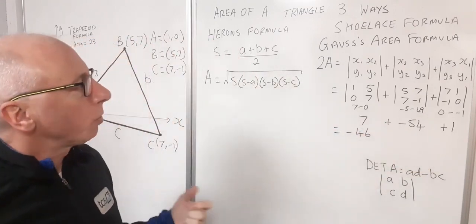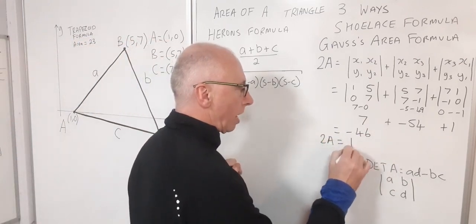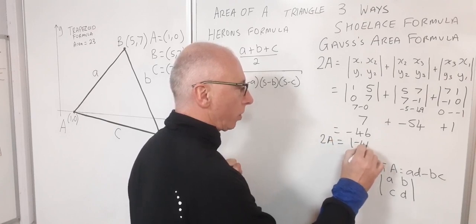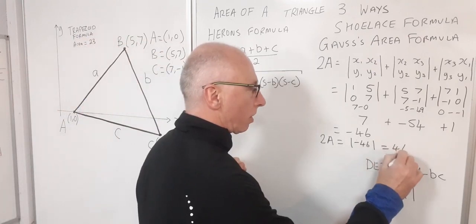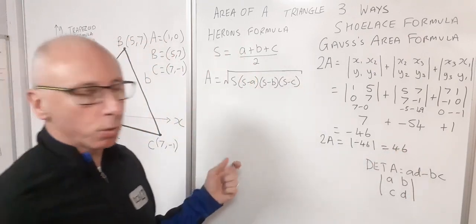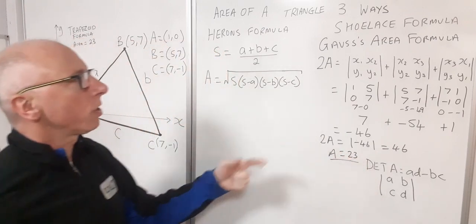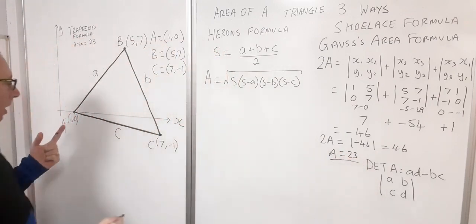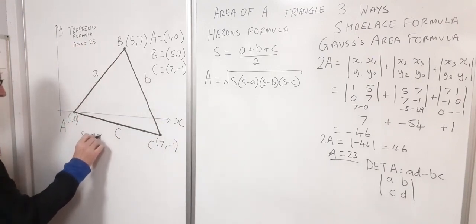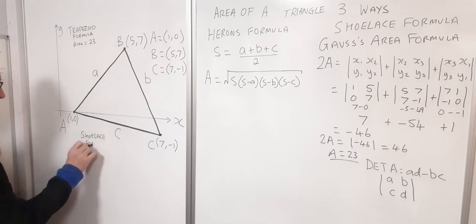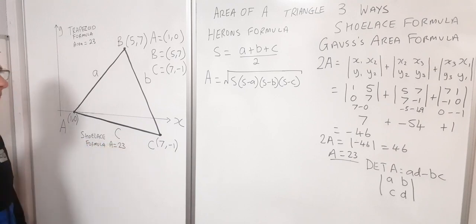So as before, we take the absolute value. So 2a equals the absolute value of minus 46. So now 2a equals 46. So therefore a equals 23. Okay, so using the Shoelace formula, I'll write that one over here. So Shoelace formula, we're in agreement here. Area equals 23.